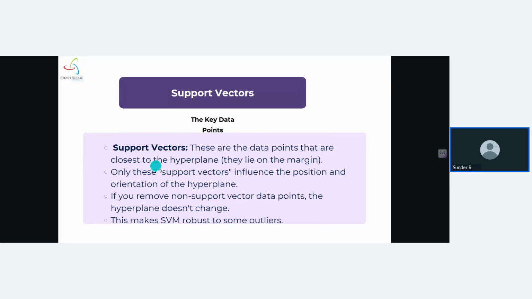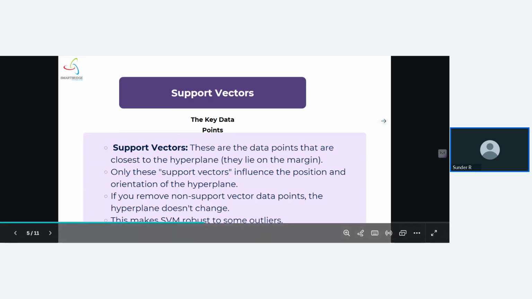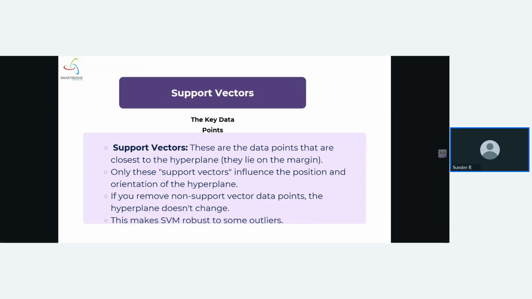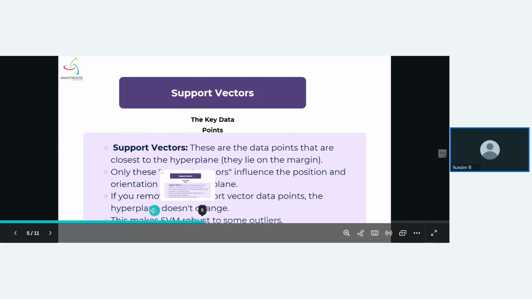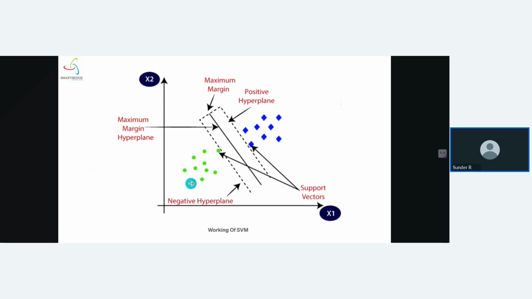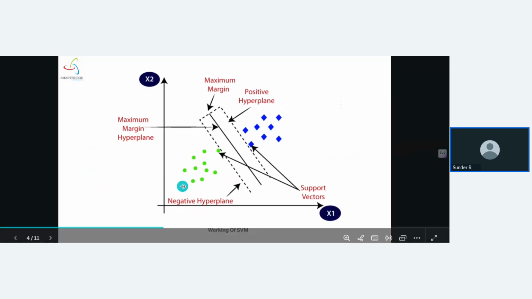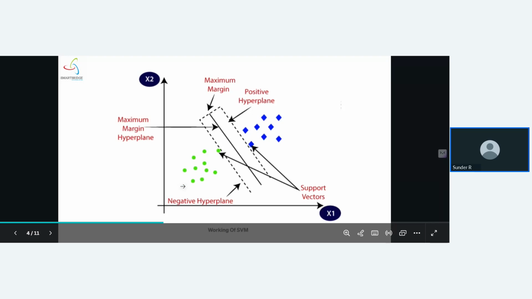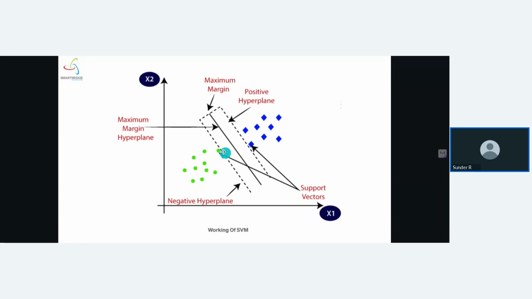Is it clear, guys? By using this hyperplane itself, you'll be able to take up some insights. This is very important: it makes SVM robust to outliers. So what are these outliers? Outliers are the end points, the last points that you have. They don't have much impact, while the points closer to this hyperplane, the support vectors and the margin, have the most advantage.